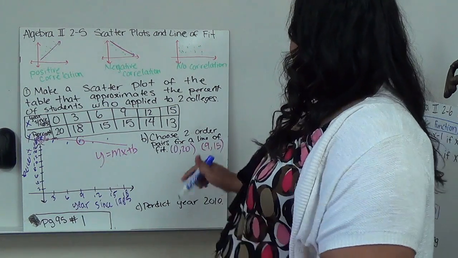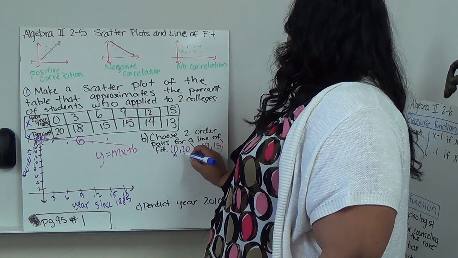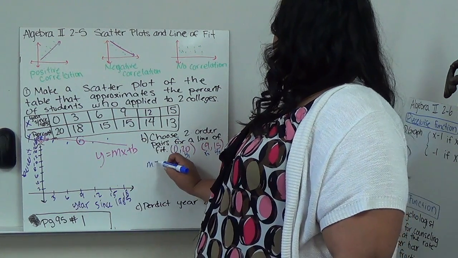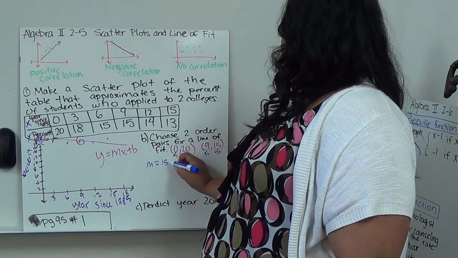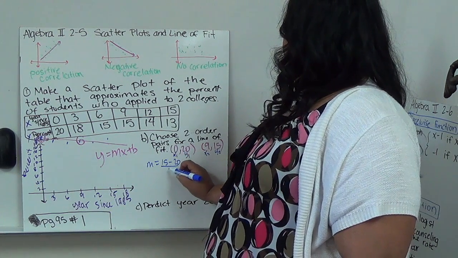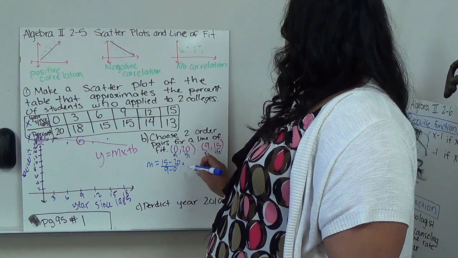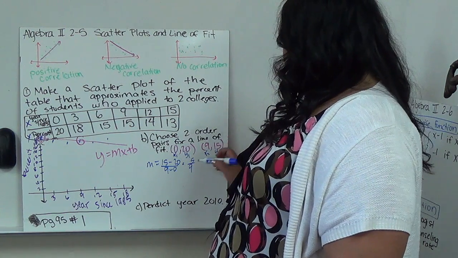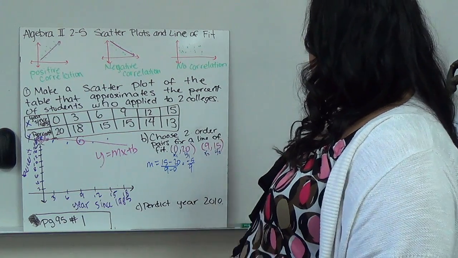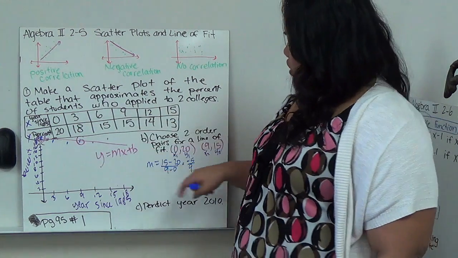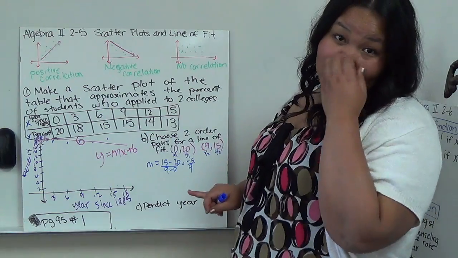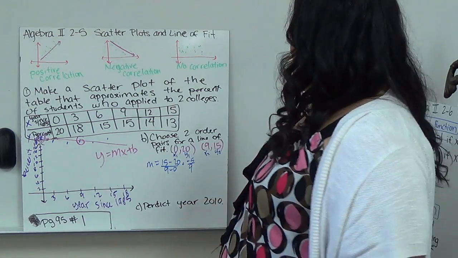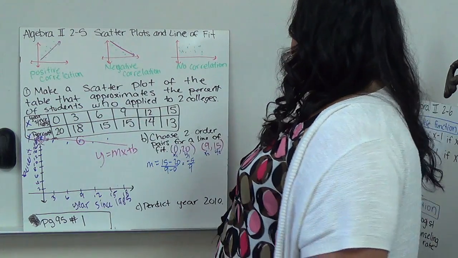So let's start with m, x1, y1, x2, y2. So we have m equals 15 minus 20 over 9 minus 0. So we have 5 over 9. Sorry, negative 5, because 15 minus 20. So negative correlation matches this. If this was positive, I'd be nervous because this looks negative, and yet somehow I got positive and something went wrong. But we have negative correlation.